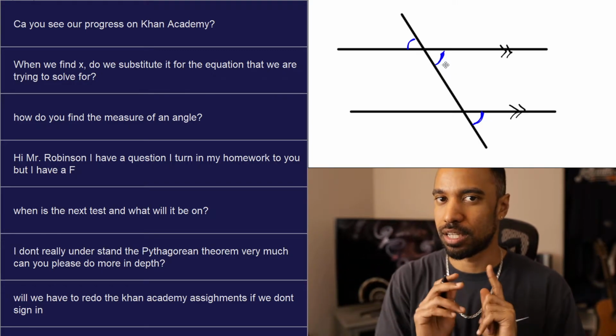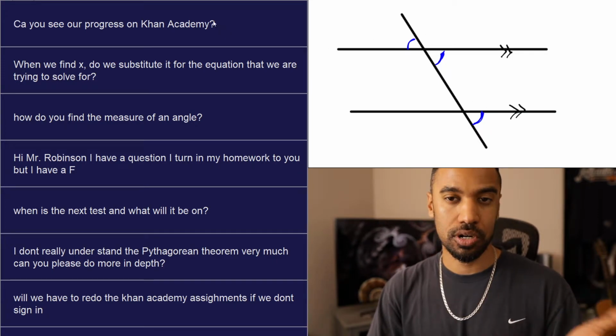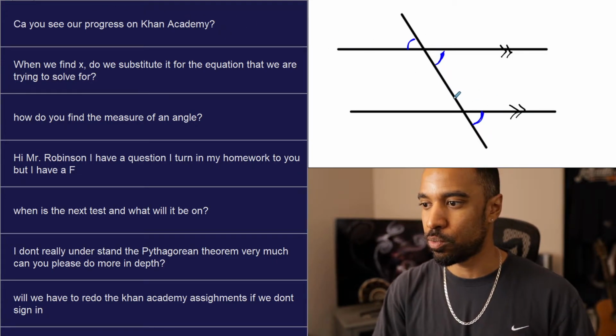And again, I don't know if Khan covers the names of them. These are called corresponding angles there. All of these are equal in measure. And then if those two are equal, then that means by vertical angles, these two are equal as well.